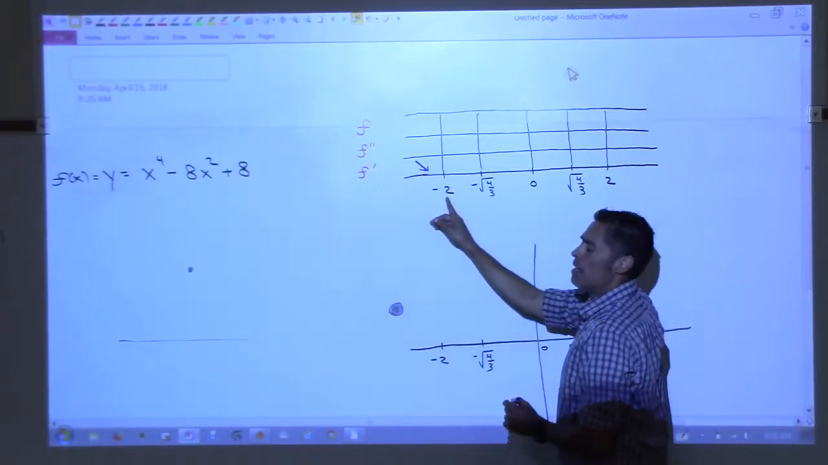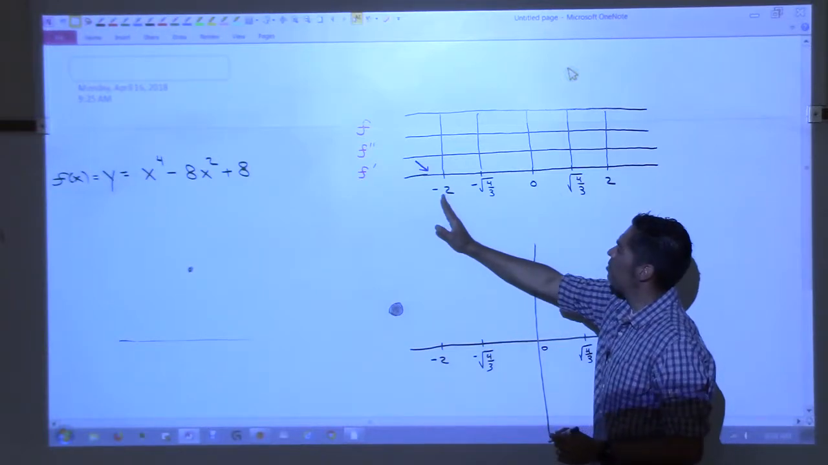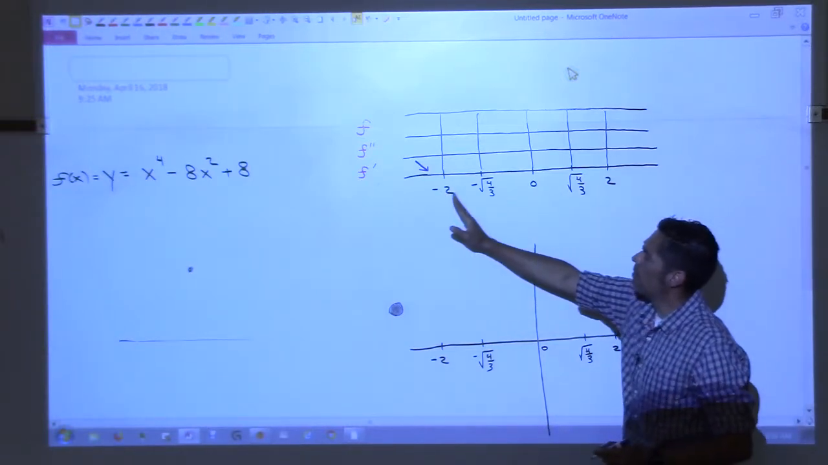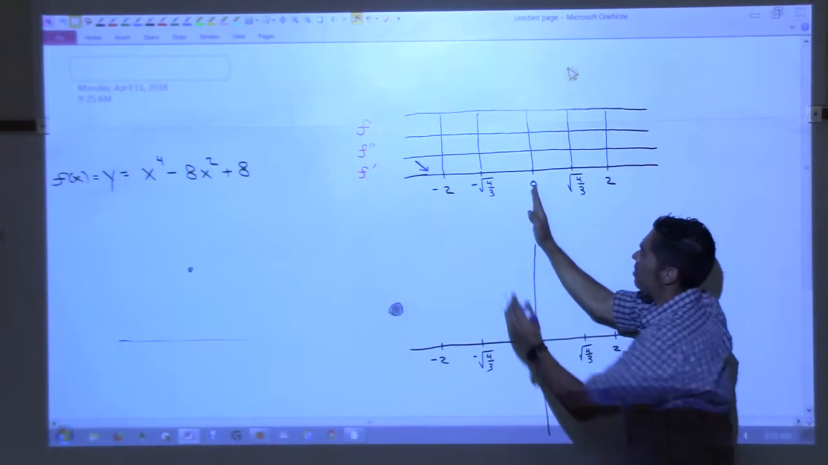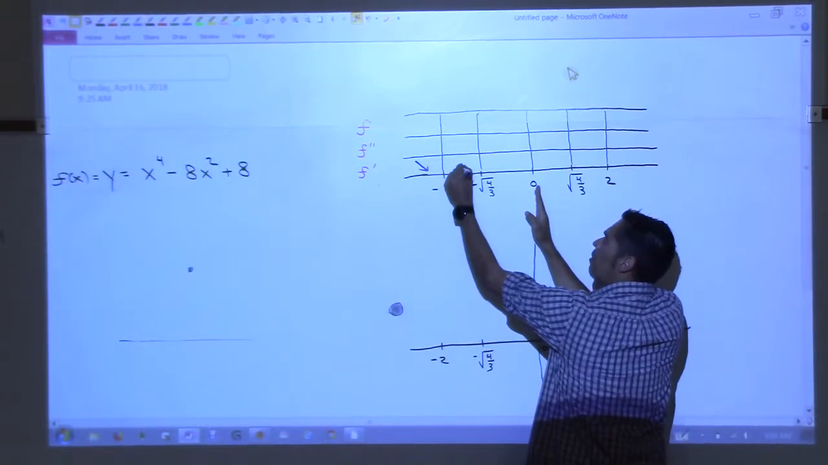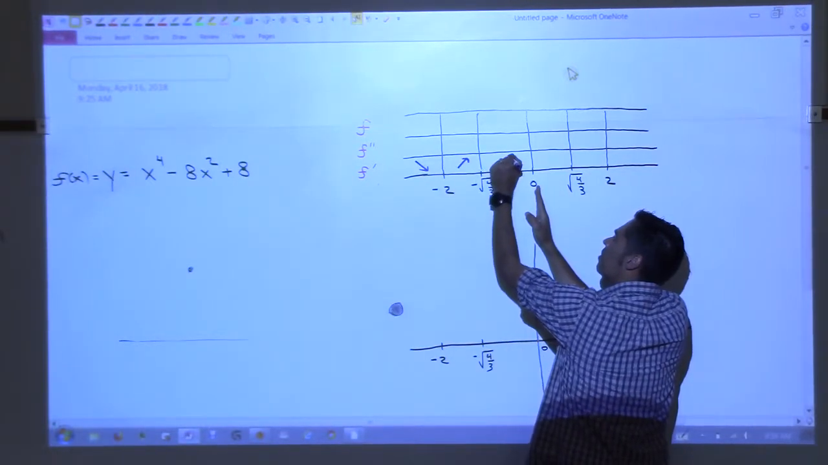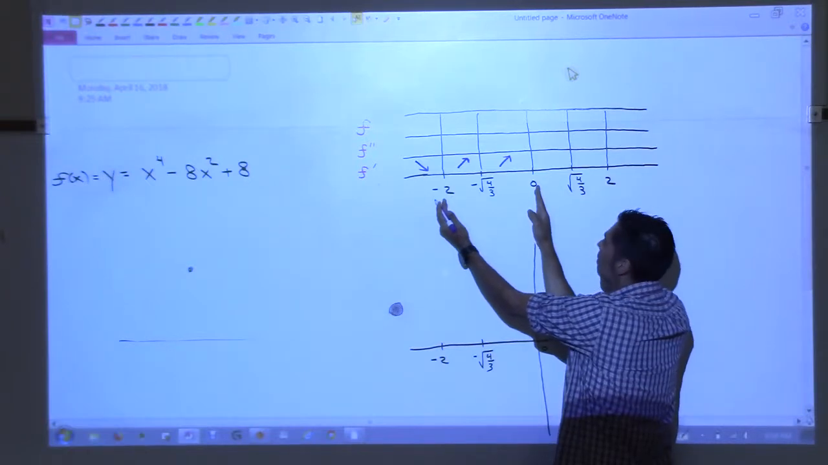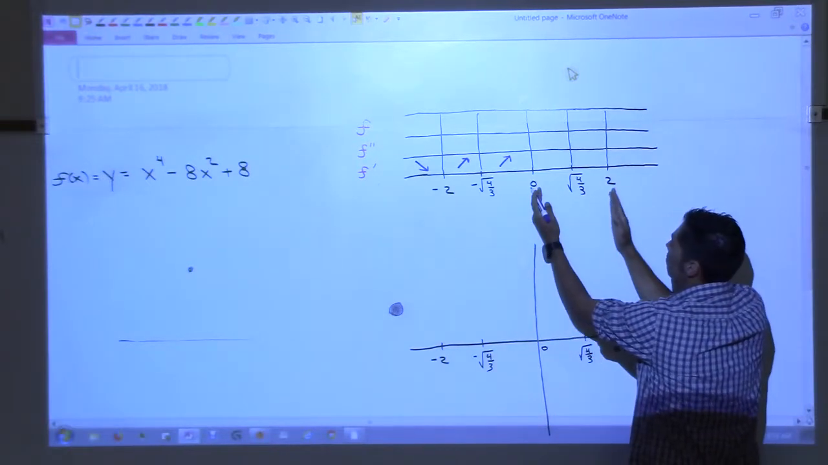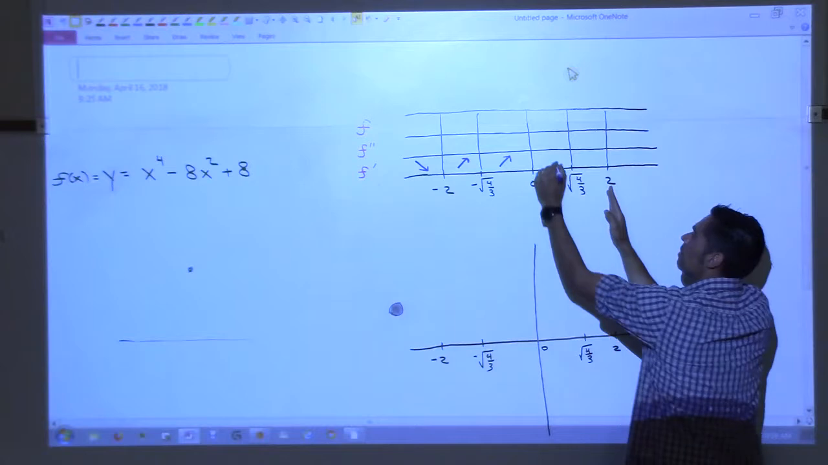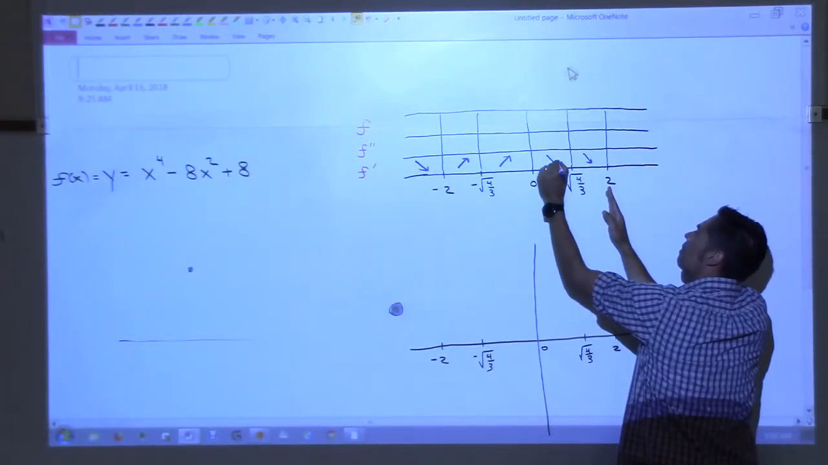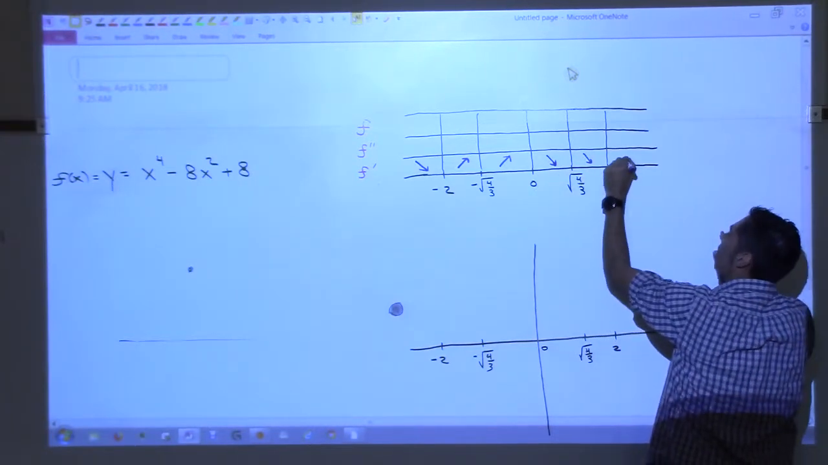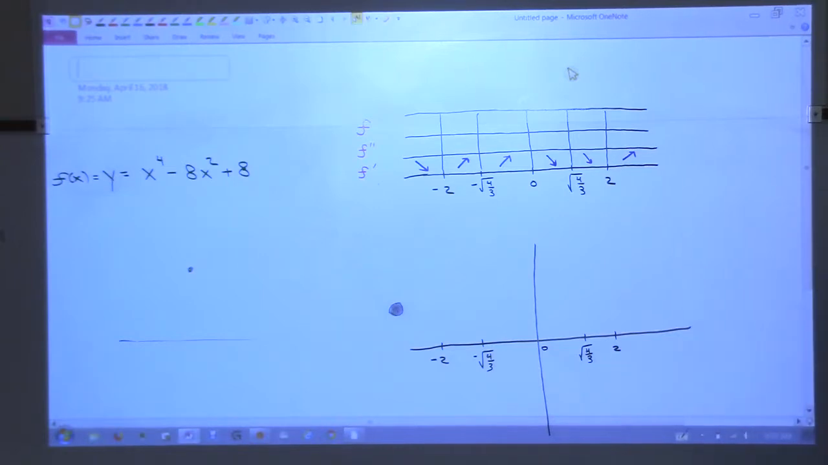OK? Then it switches. And from -2 to where does it go up? -2 to 0, right? So both of these are going to be filled in with ups. Understand? Then from 0 to 2, it's downs. Down, down. And then from 2 on, it's up. OK, see how I filled out that row? And all the columns are filled in?